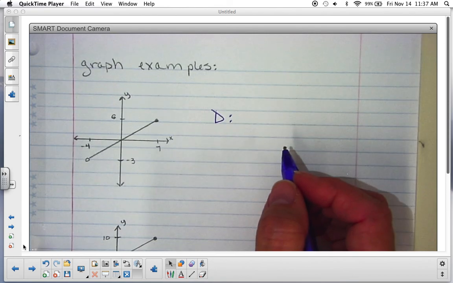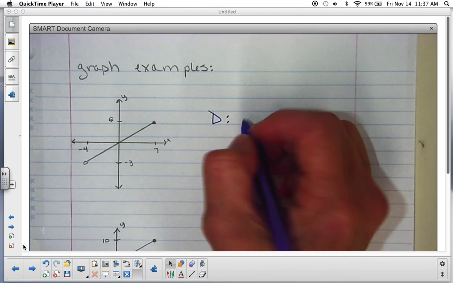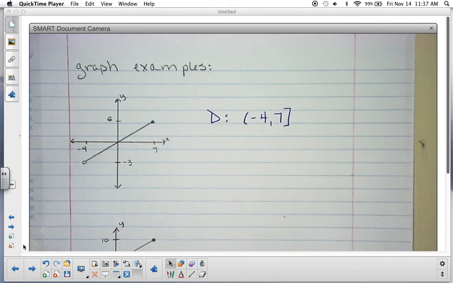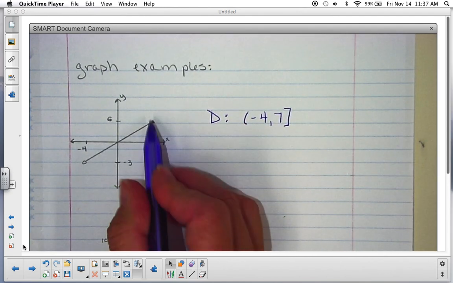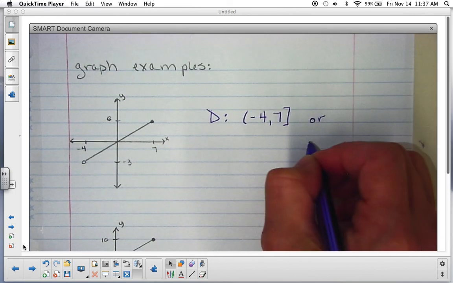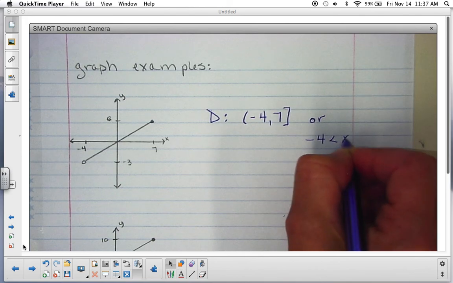So you've got 2 options here. You can use the interval notation. Interval notation would look like this. Because at -4 it was an open circle and at 7 it was a closed. Or, if you prefer, you can use set notation, which will look like that.